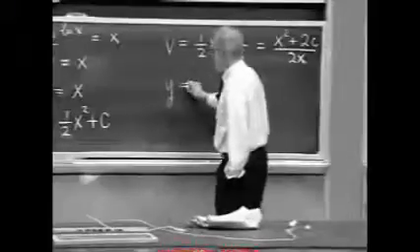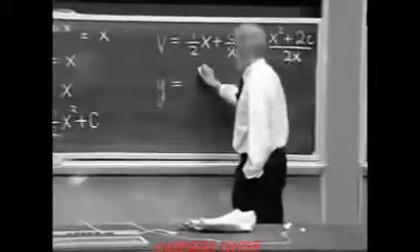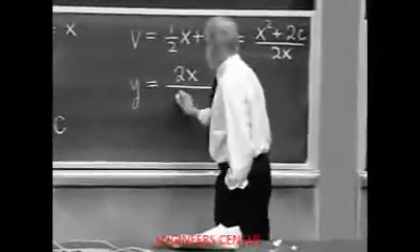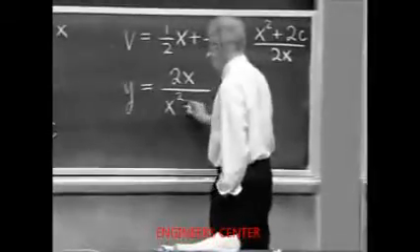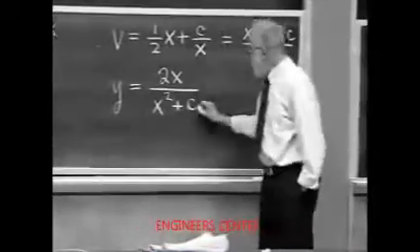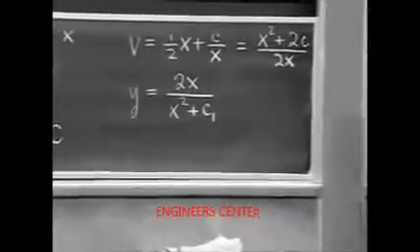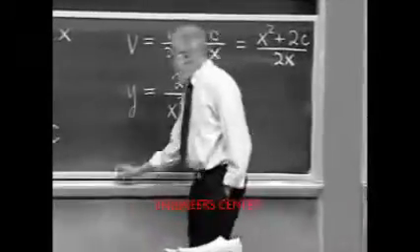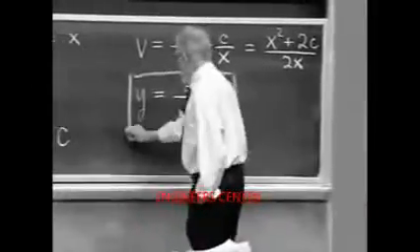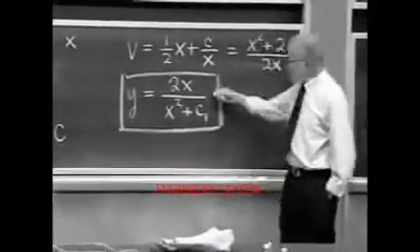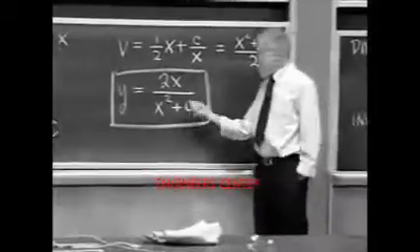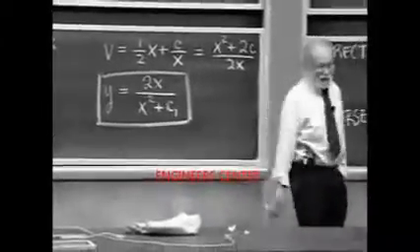My answer will be y equals 2x divided by x squared plus an arbitrary constant. But to indicate it's different from that one, I'll call it C1. C1 is 2 times the old one, but that doesn't really matter. So there's the solution. It has an arbitrary constant in it, but you notice not an additive arbitrary constant. The arbitrary constant is tucked into the solution.